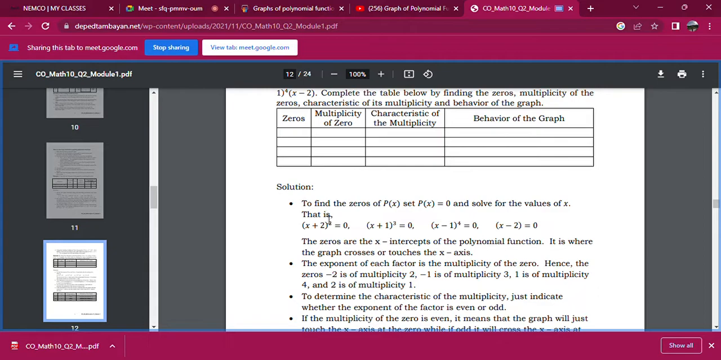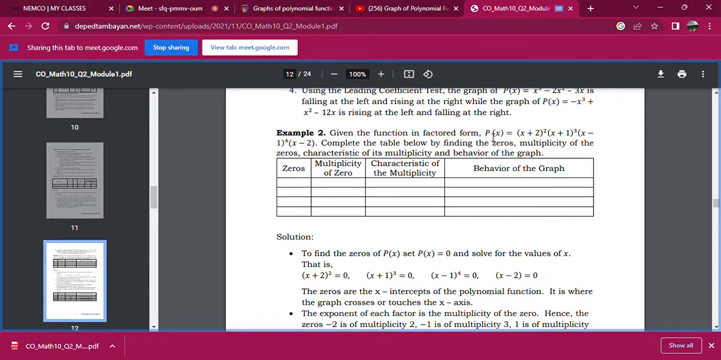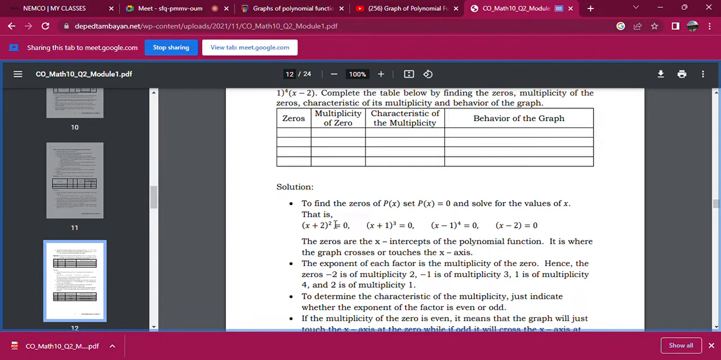Now, first we will also have to find the zeros of p of x. So in order for us to find the zeros of p of x, we will have to set p of x equal to 0 and solve for the values of x. So mahimo ning 0 siya, and then you will have to solve for the values of x. So natay (x plus 2) squared is equal to 0, (x plus 1) cubed is equal to 0, (x minus 1) to the 4th is equal to 0, and x minus 2 is equal to 0. So, ang zeros nato are the x-intercepts of the polynomial function. It is where the graph either crosses or touches the x-axis.